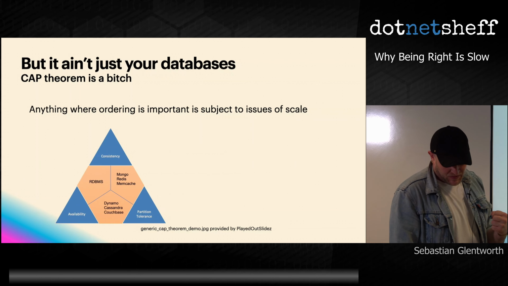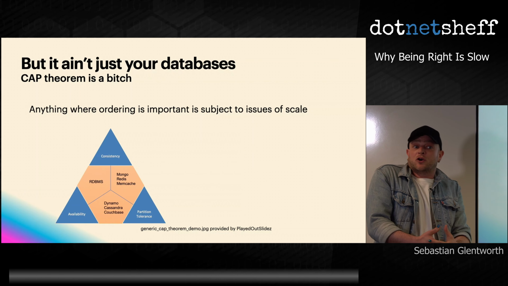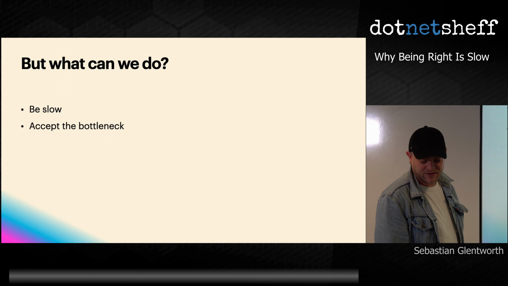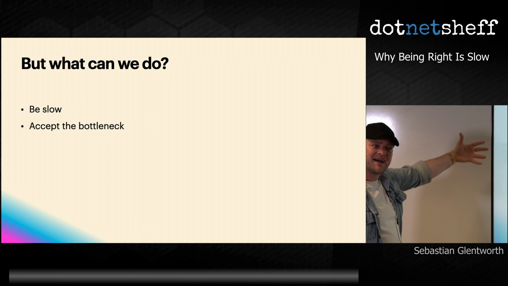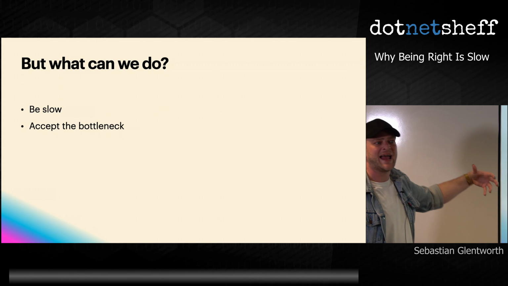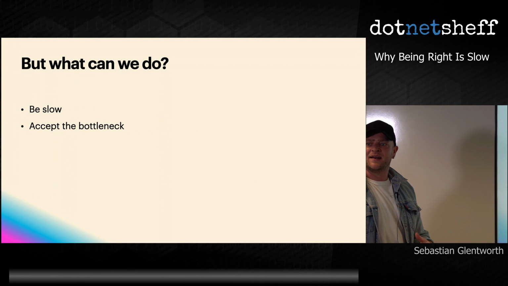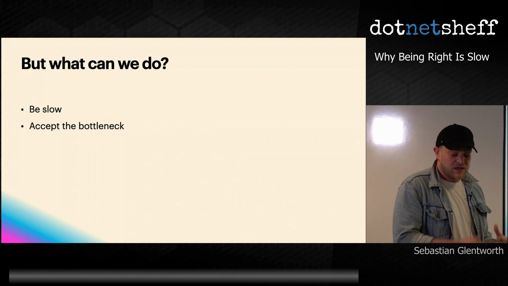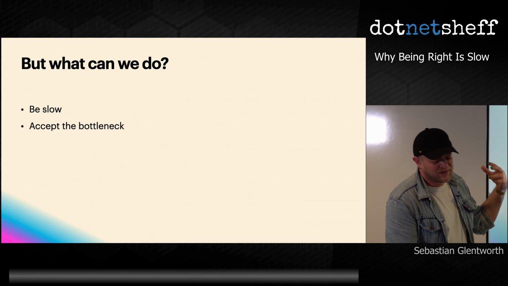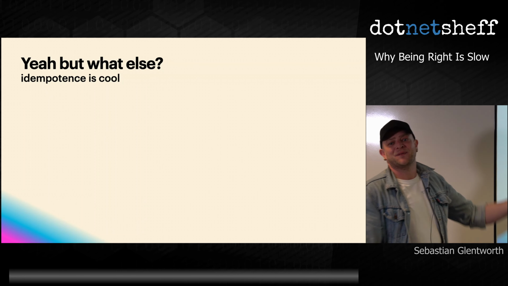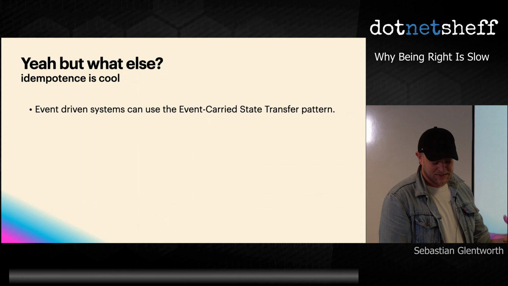So, if you want a globally respected ordering key, you're going to have to introduce a bottleneck into your system. And this is what we have to do. If you want any kind of repeatability and defined ordering in a system, you have to introduce a bottleneck. It's a bit of a cop-out. So what else can we do? What else can we do to help mitigate these issues?